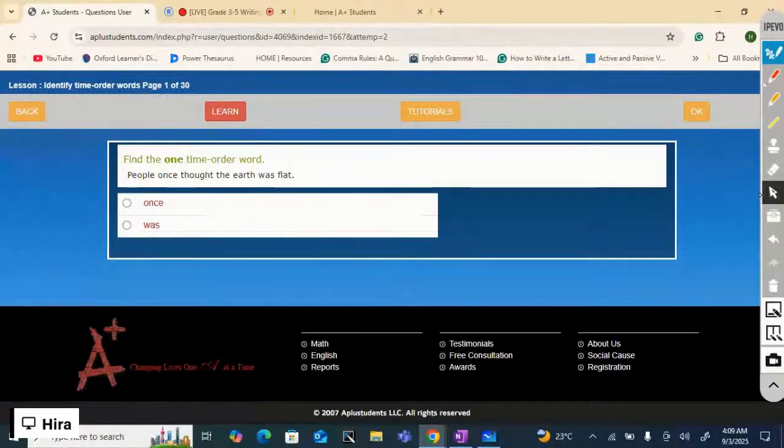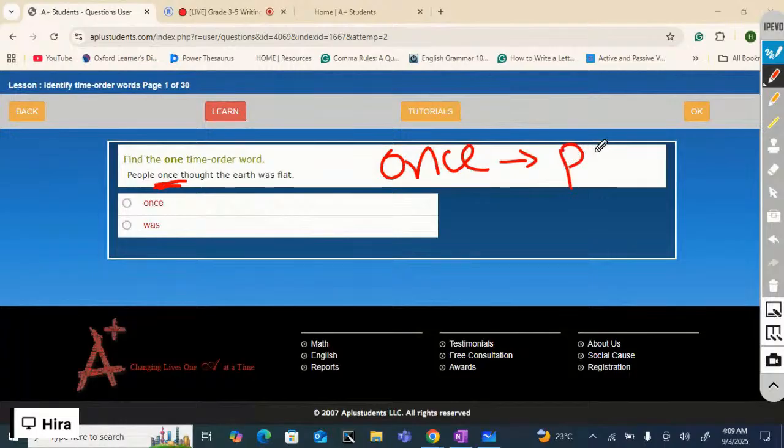People once thought the earth was flat. Once. This word, people once thought. Now look at the verb thought, it's the past tense. And the word once also hints at the past. So in time order words, this word shows when things happened, whether in past, present, or future. So once is a time order word which shows past tense.